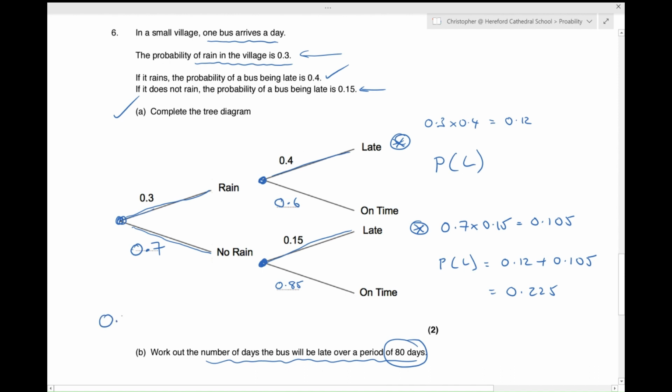Well, 0.225 of the 80 days is 18 days on my calculator. And that is the answer to that question.